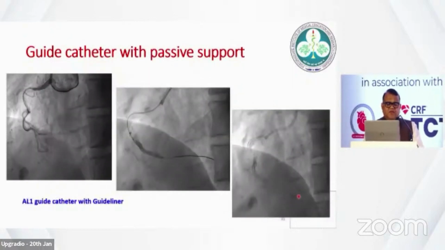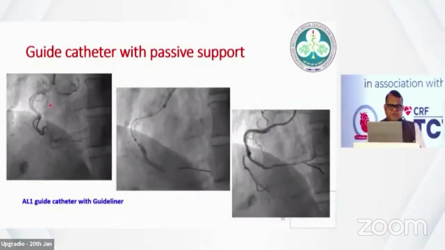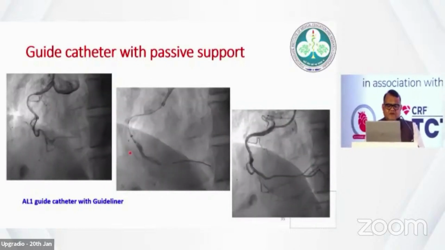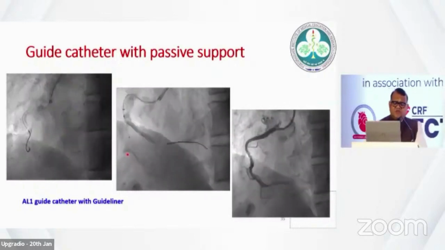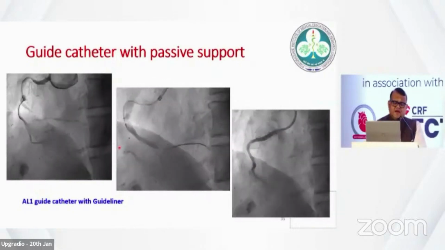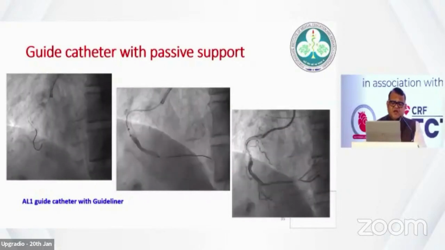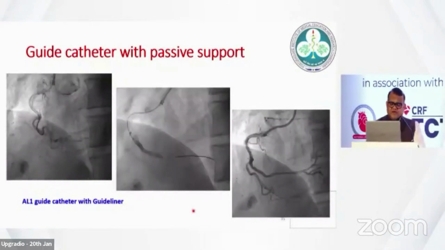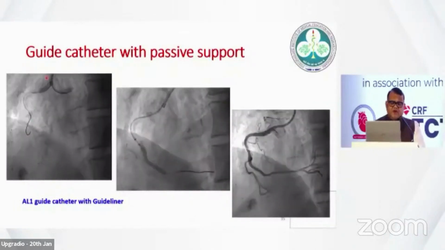And this is about the passive support. It's an AL1 guide. You see the mid RCA, which is markedly calcified, and we were not able to push the balloon and various devices. So at this point, we have taken the guide liner at this point, and then successful stenting could be done across this calcified right coronary artery with the passive support of the AL1 and with the help of the guide liner.